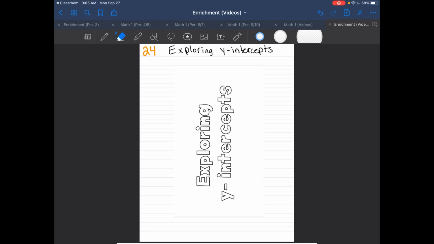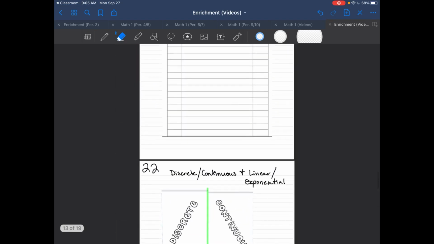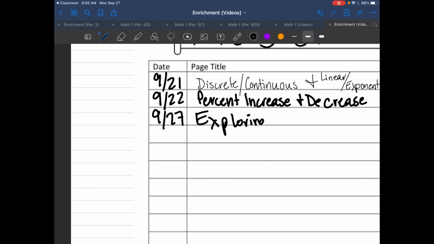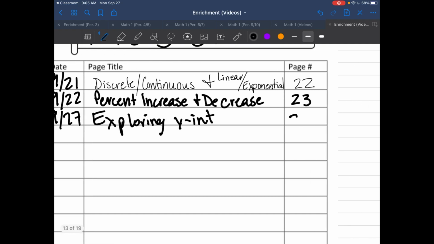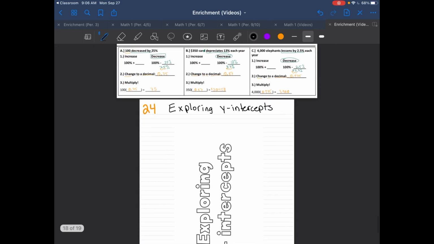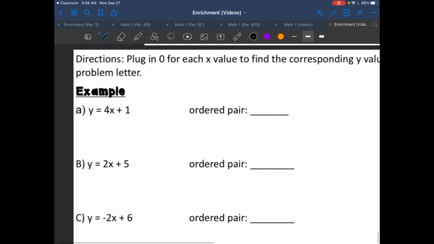All right, so today is going to be page 24, which is exploring y-intercepts. And make sure that you fill out your table of contents here, saying today's date, the title, and then the page number, 24. All right, so what's going to happen with today's notes is I'm going to do the first two with you, and then I want you to do the rest on your own, okay?